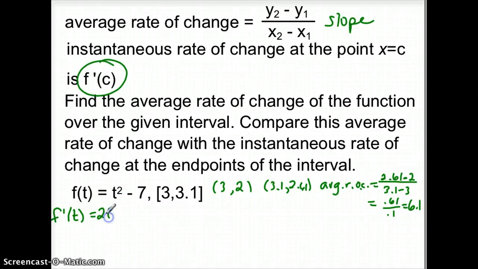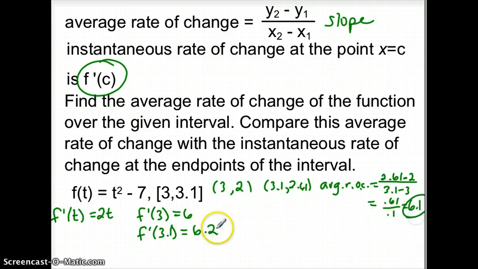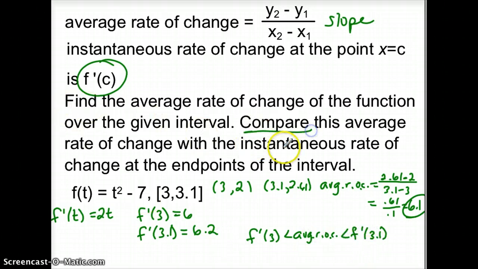Derivative of t squared is 2t. Derivative of 7 is 0. So the derivative, the instantaneous rate of change at any time t here, is 6. The instantaneous rate of change at the endpoint is 6.2. The average rate of change is pretty close points. So comparing them, I would say that f prime of 3 is less than the average rate of change, which depends how they write the answer in the back of the book, but comparing means just explaining if they're equal or one's bigger or one's smaller.